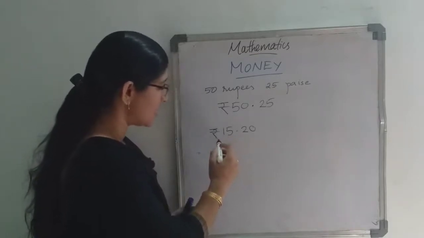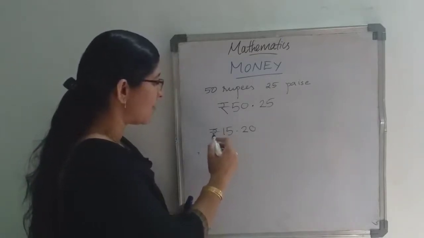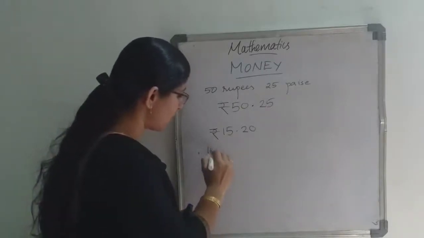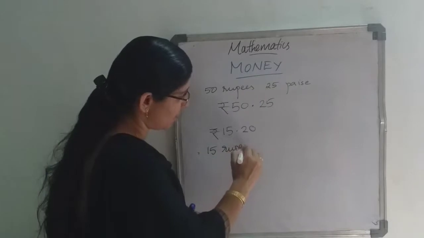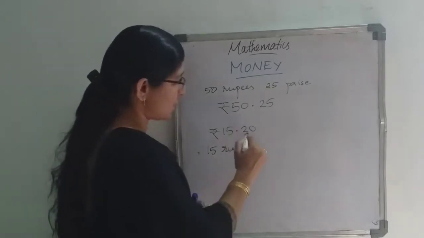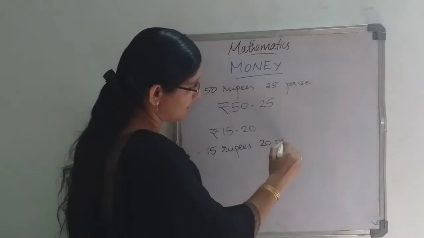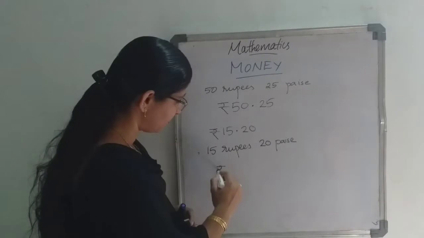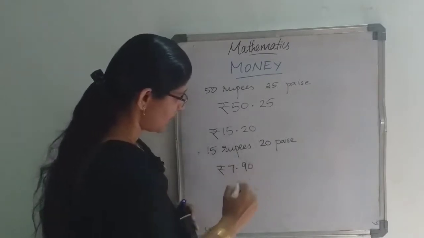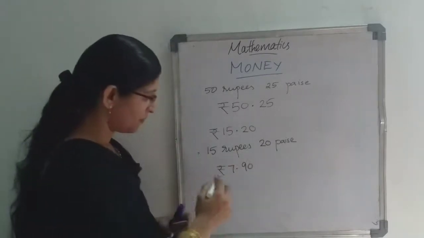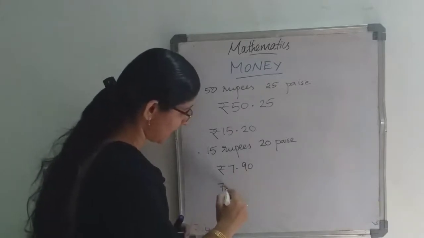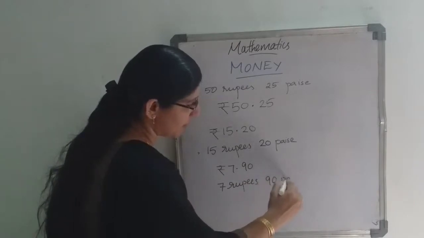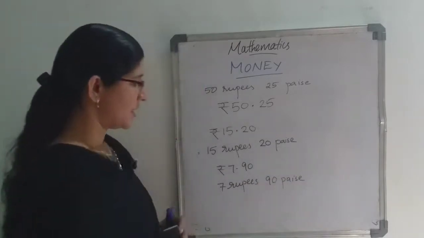It is rupees 15. But whenever we are writing in letters, we can't write rupees first. We need to write 15 rupees. And after the dot, which is given 20, that is 20 paise. So 15 rupees and 20 paise. One more example. How will you write this one? Yes, very good. 7 rupees and 90 paise.